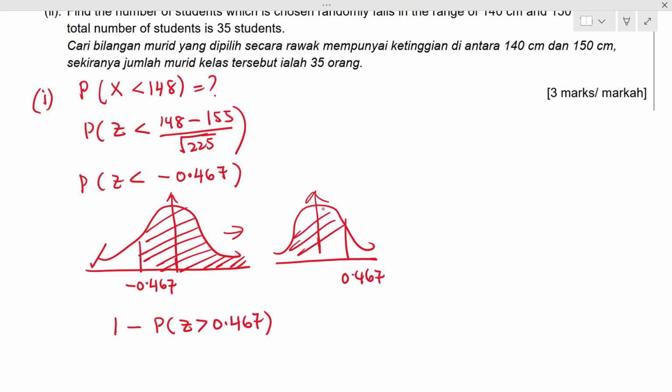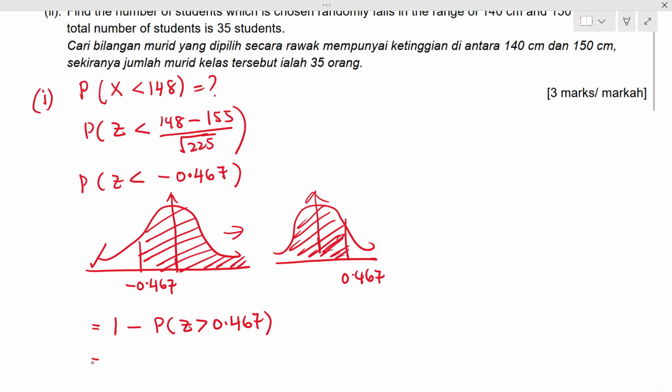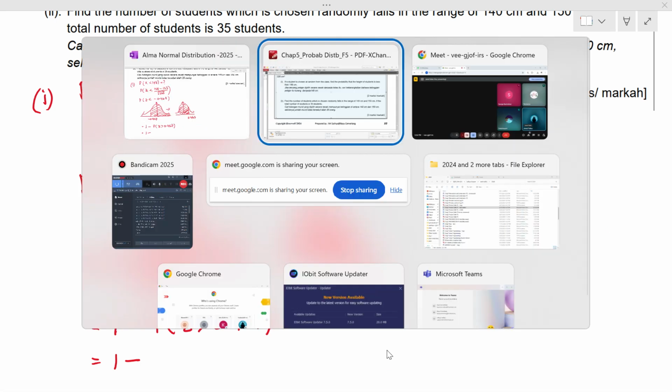Mark 0.467 and then eventually you will get this. You can calculate this part only, right? So the whole area is 1. You calculate the opposite part, which is probability z greater than 0.467, which equals this. If you don't understand the direct method, please do the reflection. No problem with that, it all depends on you. The answer should be what we get from your table. Z is 0.467.